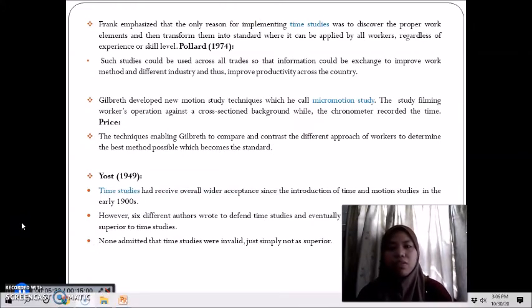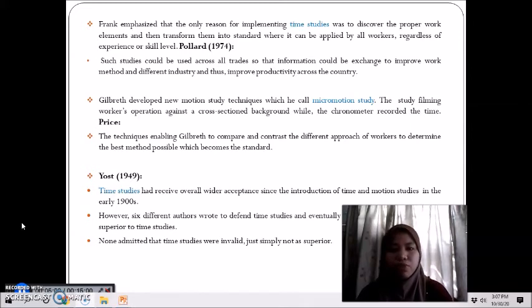Frank emphasized that the only reason for implementing time study was to discover proper work elements and then transform them into a standard that can be applied by all workers regardless of experience or skill level. According to Paulette, such studies could be used across all trades so that information could be exchanged to improve methods in different industries and thus improve productivity across the country.